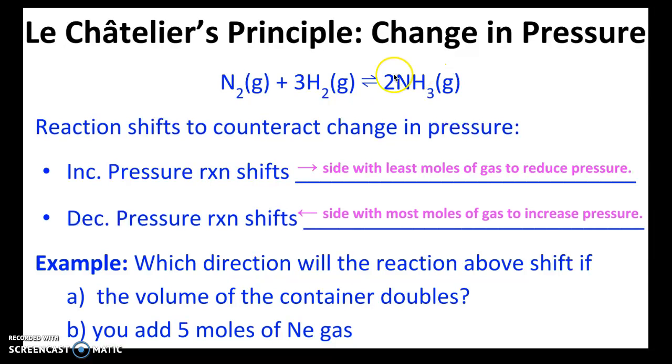On the flip side, if you decrease the pressure, now the system has a lower pressure than it did at equilibrium, so it's going to shift to the side with the most moles of gas to increase the pressure.